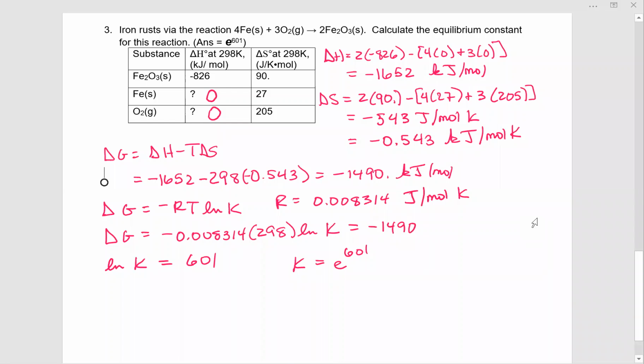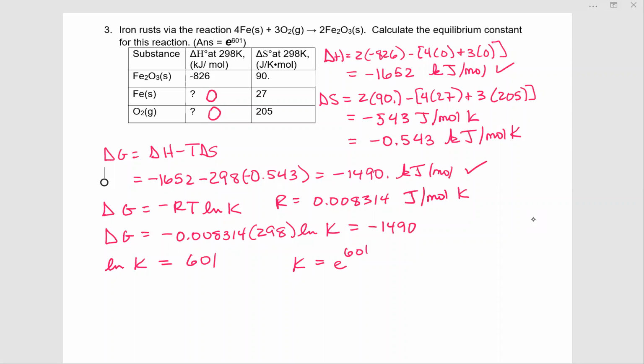All right, let's take a look. This was a big long one and required you to put together some things from the past. So you had to figure out that delta H is negative 1652 kilojoules per mole. And then you had to figure out that delta S was negative 543 kilojoules per mole. Then you plugged into delta G equals delta H minus T delta S, remembering to convert your value for S to kilojoules. At that point, you figured out you had negative 1490 kilojoules per mole.